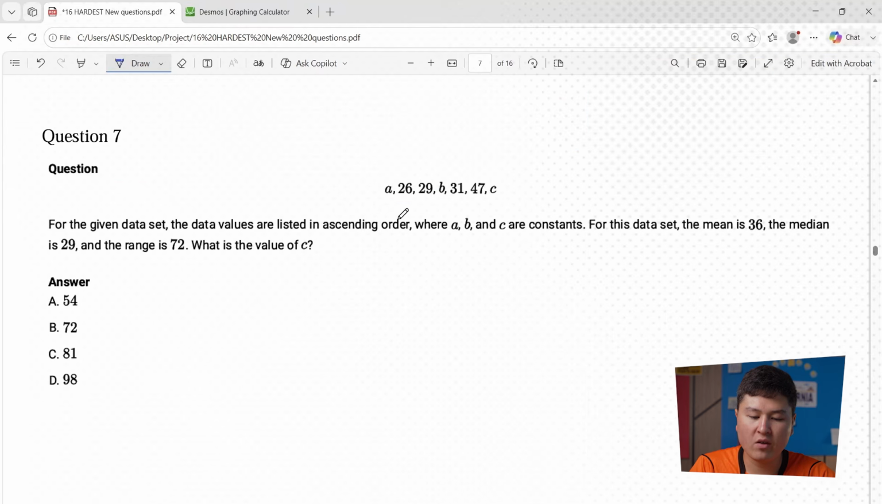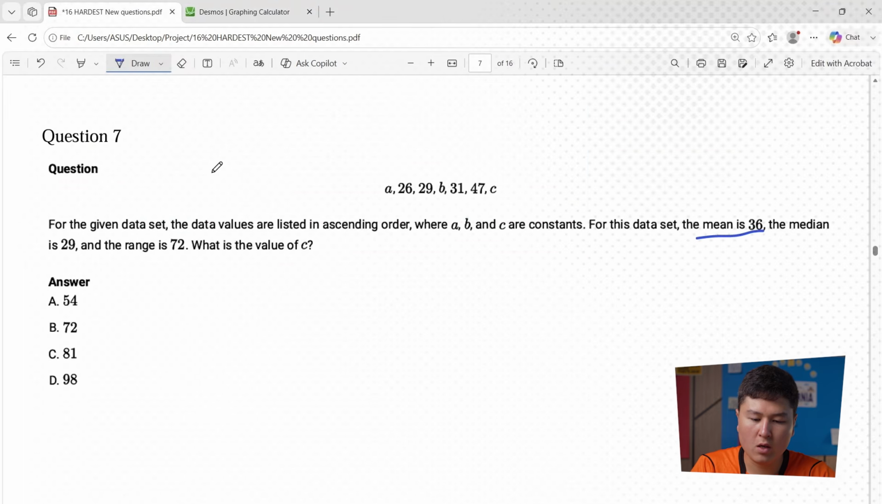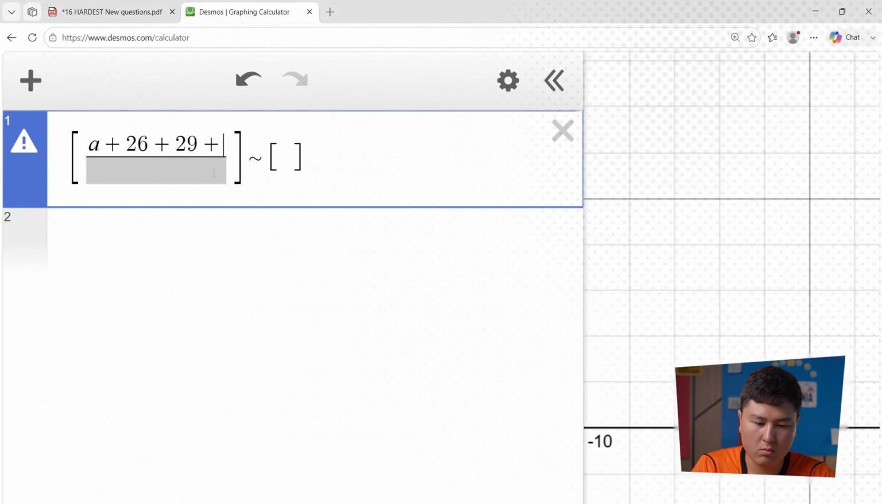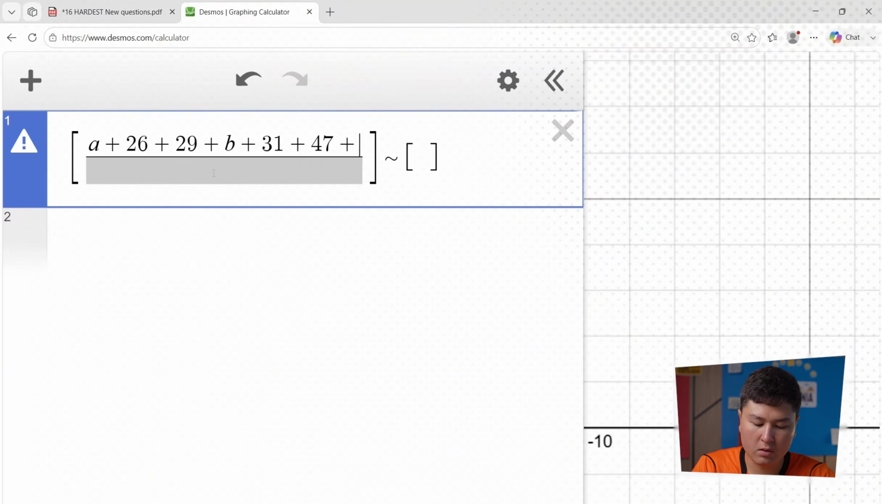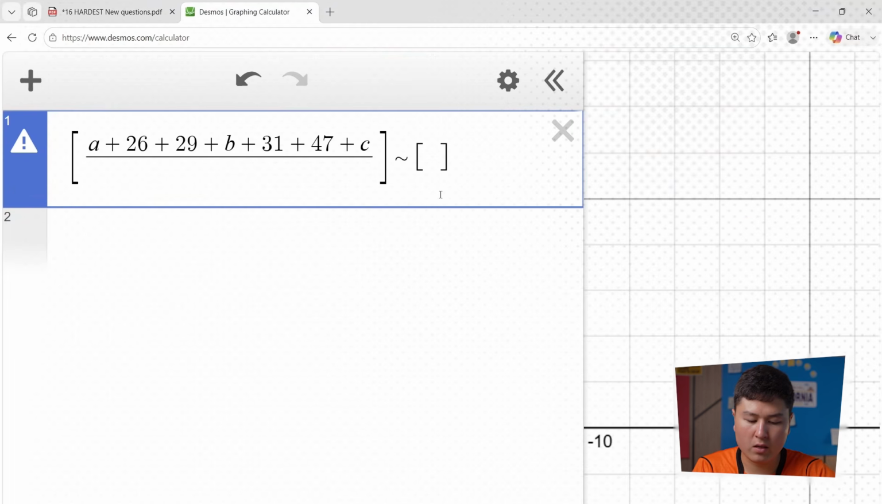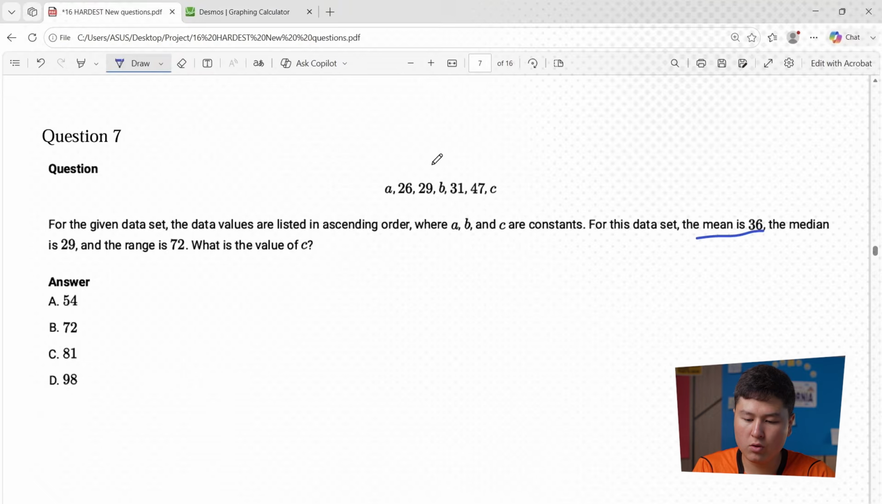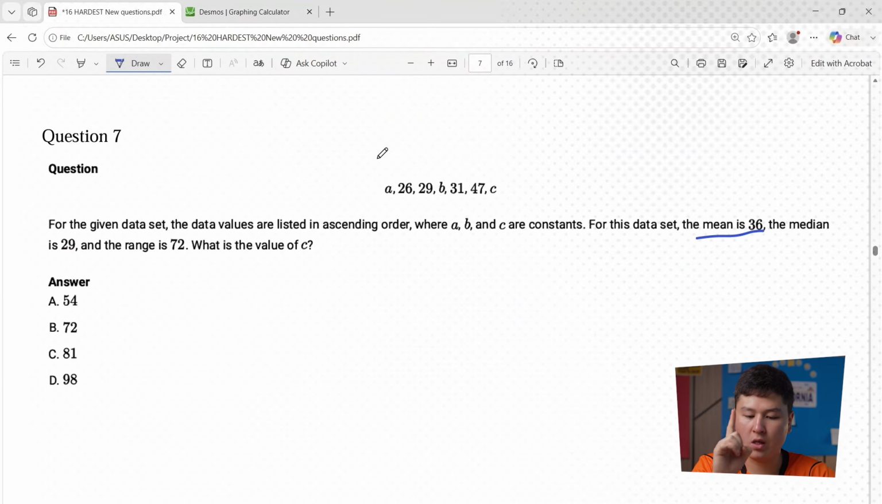So first of all, if the mean is 36, we know the formula to calculate the mean, right? That would be all of the values added: A plus 26 plus 29 plus B and then 41, then 47 plus C, divided by how many values we have. We have 7 values, so divided by 7, and that equals 36.